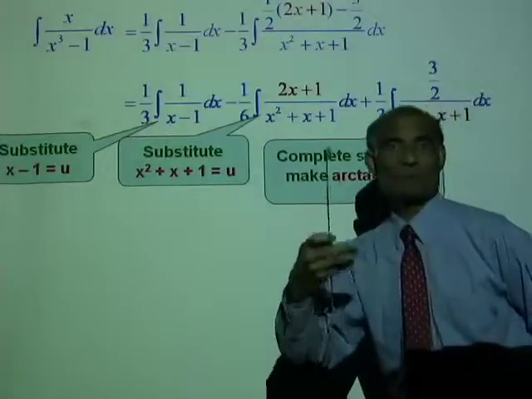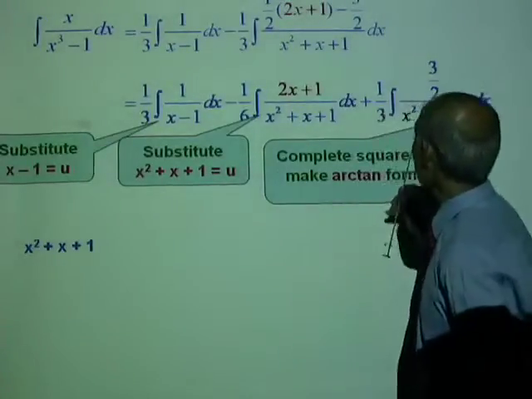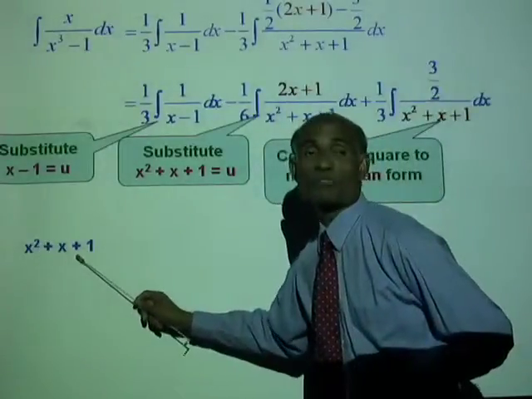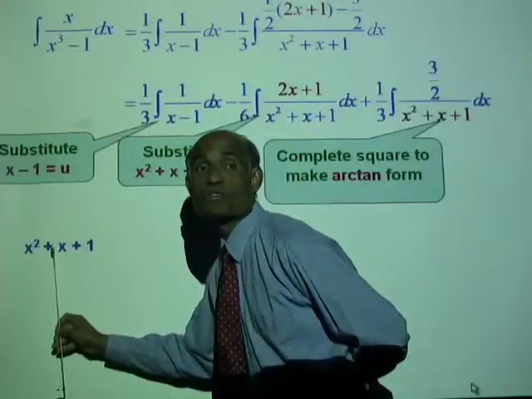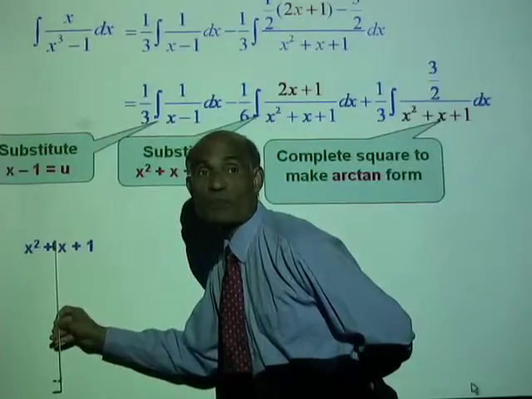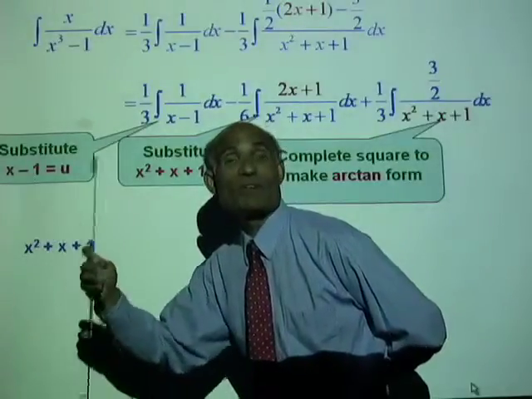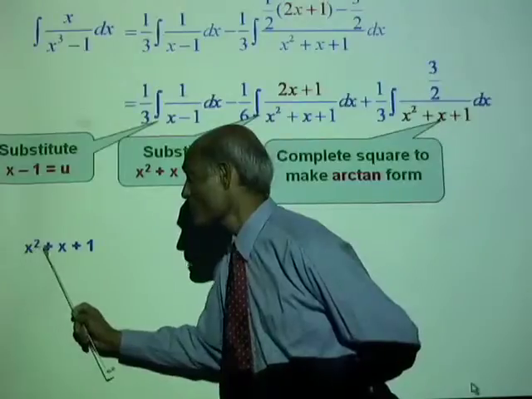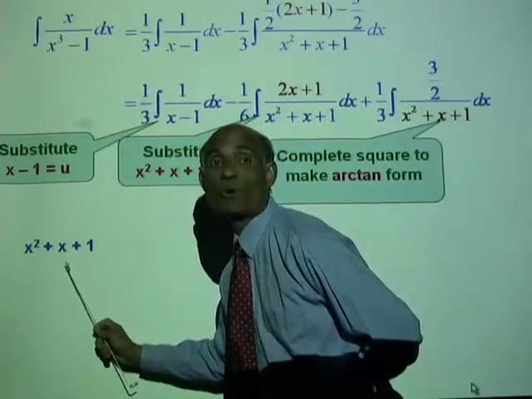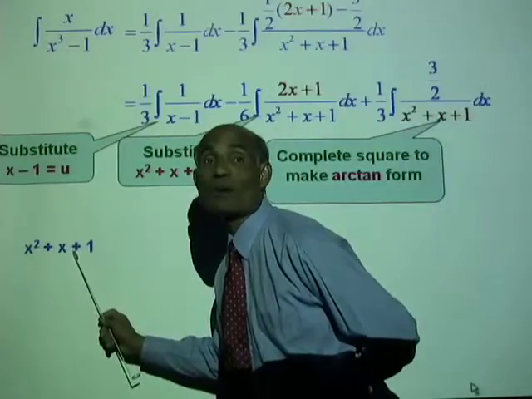Now look at the number of skills involved in here. So let's complete the square. x squared plus x plus 1. In order to complete the square, what we need to do is take the coefficient of the middle term, that is 1, take half of that, that is 1/2, and square it, that is 1/4. So x squared plus x plus 1/4 is a perfect square.